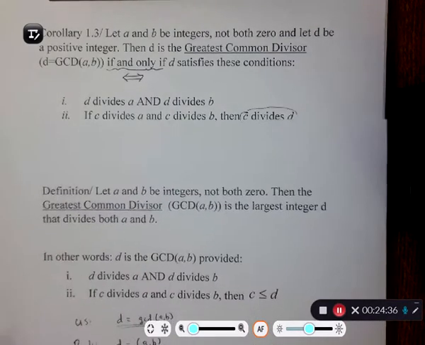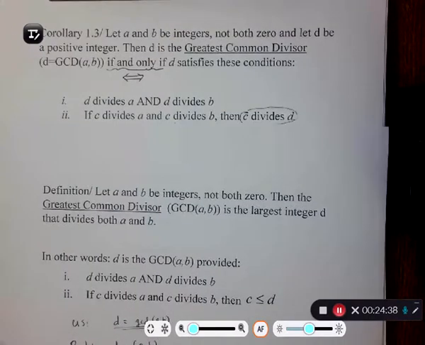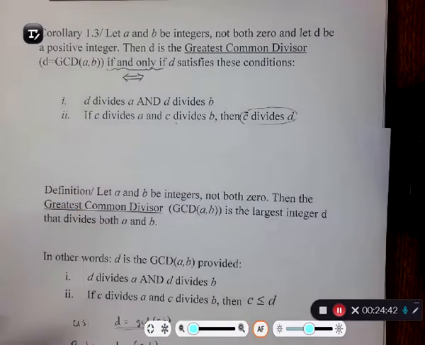So again, these are the big ideas with this GCD. You can go both ways, and this C divides D is going to be quite helpful in certain proofs as we get into this stuff. But right now, we're just getting into some of the definitions and the like.